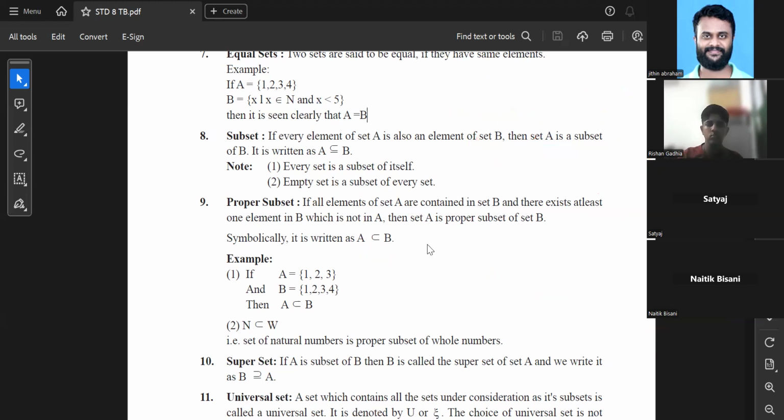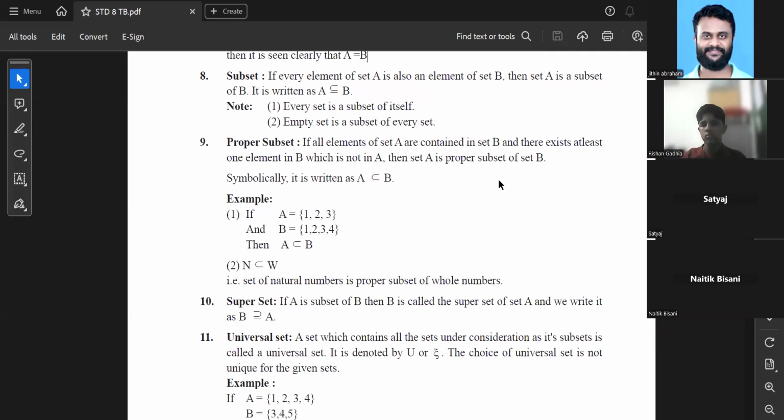ठीक है. That's why I took this revision, so that if in case there are any doubts, we can just cover it up.